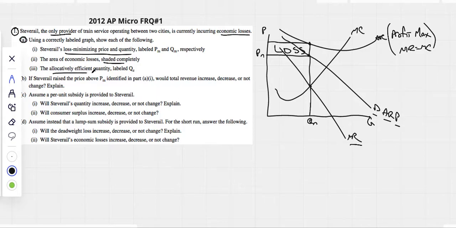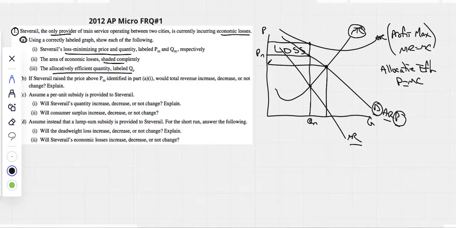The allocatively efficient quantity, labeled QC. Recognize that allocative efficiency is always where price equals marginal cost. So that's right here. This is your demand curve, but it's also your price curve. Here's your marginal cost curve at that quantity, and that price would be allocative efficiency. It looks like QE maybe they want us to do, QE there.